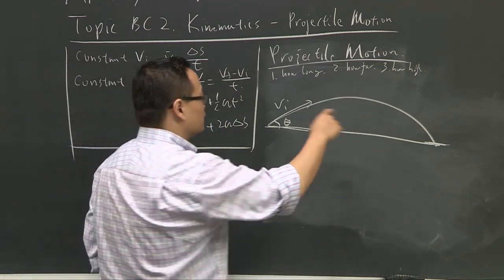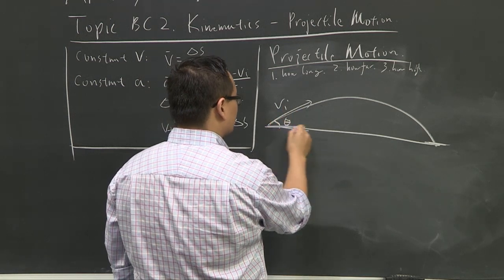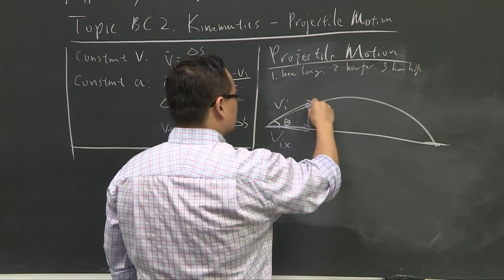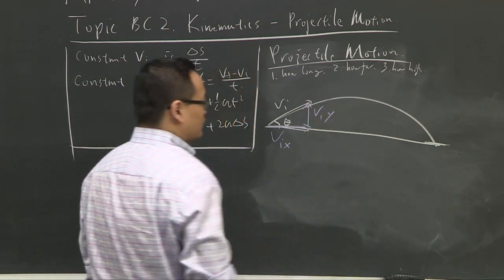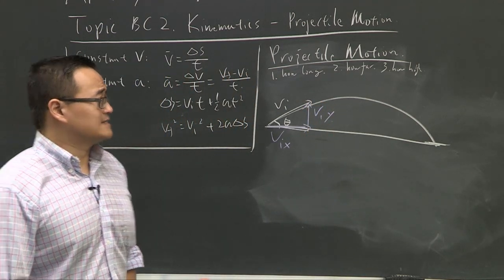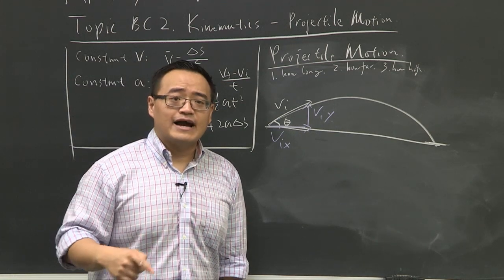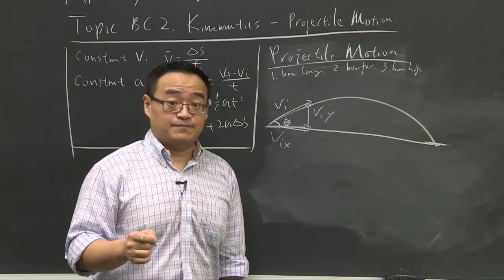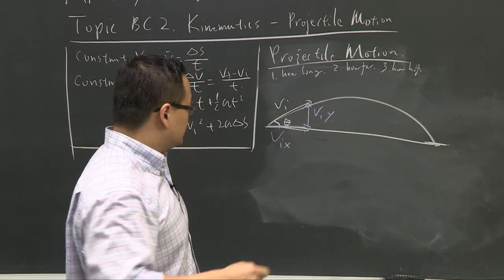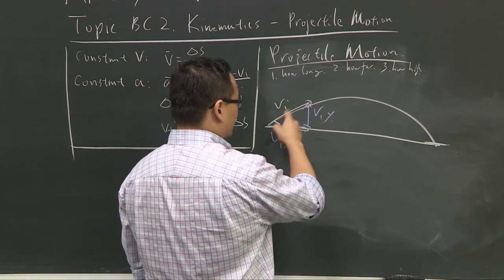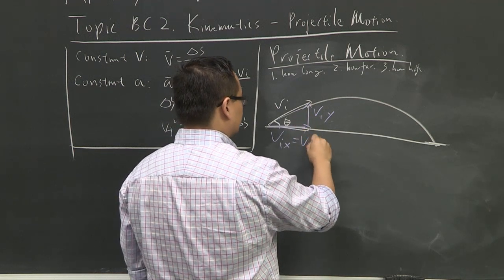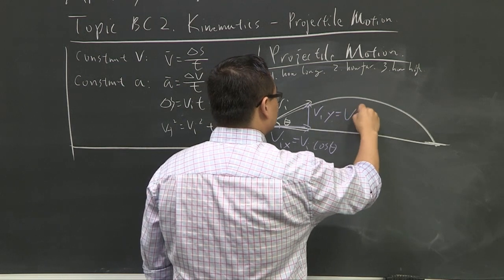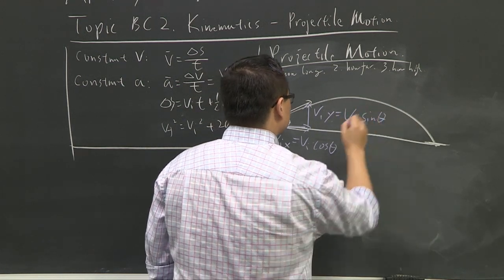I'm going to decompose this VI into two of its components: VI in the x direction and VI in the y direction. I'm not going to solve a simple two-dimensional problem. I'm going to break it down to two one-dimensional problems and tackle each one individually. You know VIX, which is simply what? It's VI times cosine theta, and VIY is VI times sine theta, right?